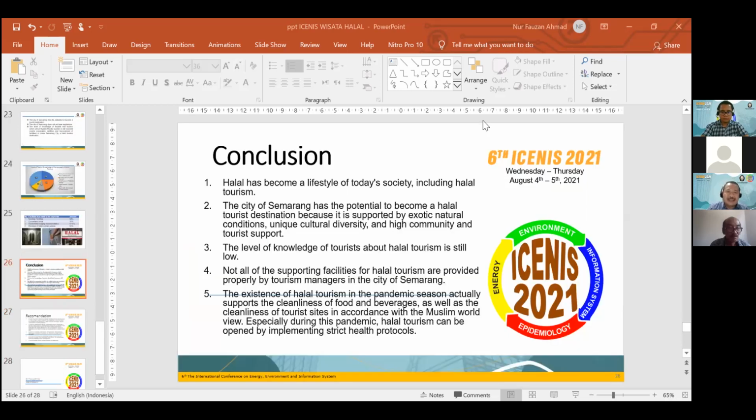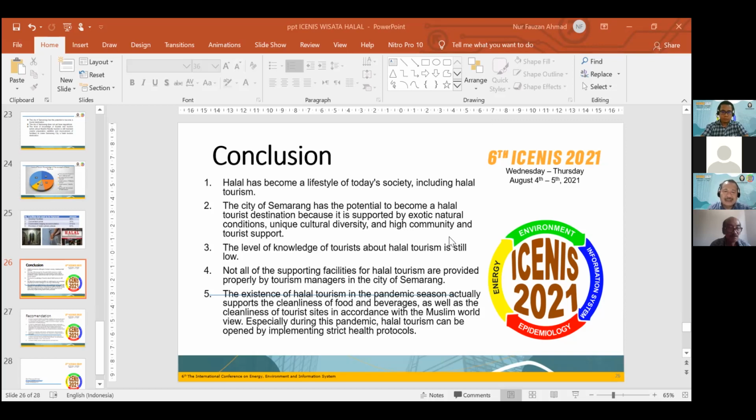The conclusion is halal has become a lifestyle of today's society, including halal tourism. The city of Semarang has the potential to become a halal tourist destination because it is supported by exotic natural conditions, unique cultural diversity, and high community and tourist support. The level of knowledge of tourists about halal tourism is low. Then not all the supporting facilities for halal tourists are provided properly by tourism managers in the city of Semarang.